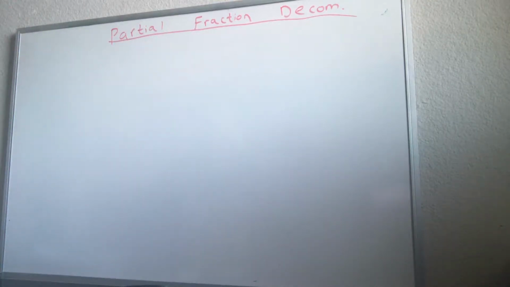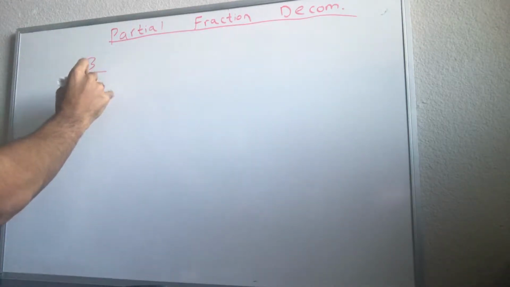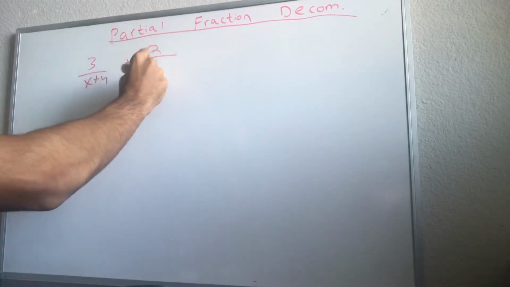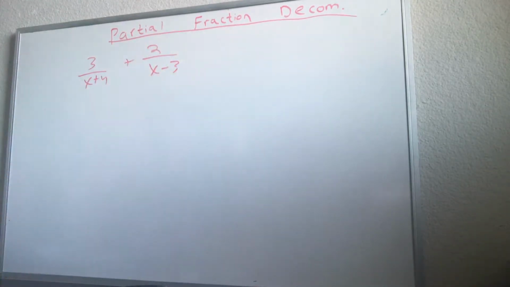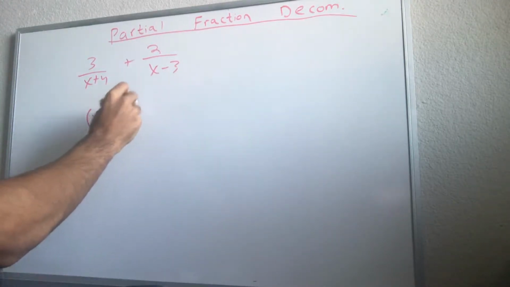This lesson is an introduction to partial fraction decompositions. So let me first begin by asking you, if we perform the following operation, 3 over x plus 4 plus 2 divided by x minus 3, how do we exactly solve this? Obviously, as you know, you would take the common denominator here, so you do x plus 4 times x minus 3.